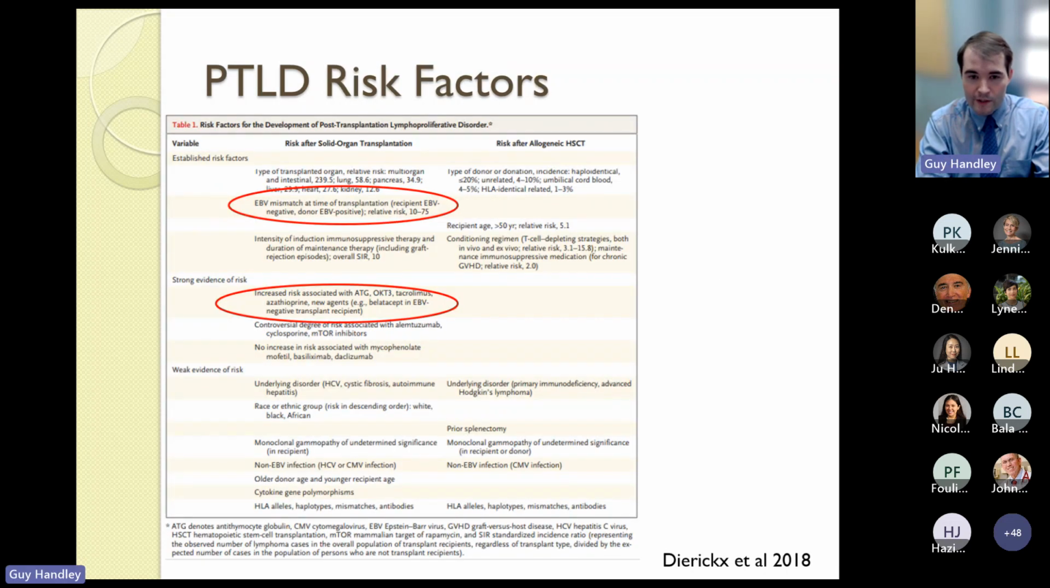These are some risk factors from a great study in the New England Journal in 2018. The two I really wanted to highlight are an EBV mismatch, so recipient negative, donor positive, is an increased risk. And then also a T-cell selective conditioning regimen. So anything that's really knocking out your T cells, especially if your B cells are relatively preserved, is going to increase your risk. The other ones listed at the bottom are proposed. There is some data for them, but the evidence isn't as strong as the two I mentioned.